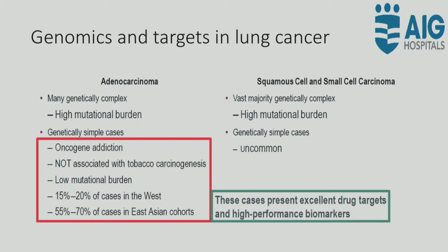Unlike the West, where you only see around 15 to 20% of the cases, and their mutational burden is not so high, and they are not related to environmental carcinogenesis, tobacco carcinogenesis. These adenocarcinomas, which are oncogene addicted, are predominantly seen in non-smokers, female patients, in the Asian cohort. So that fits into our population, the Indian scenario.